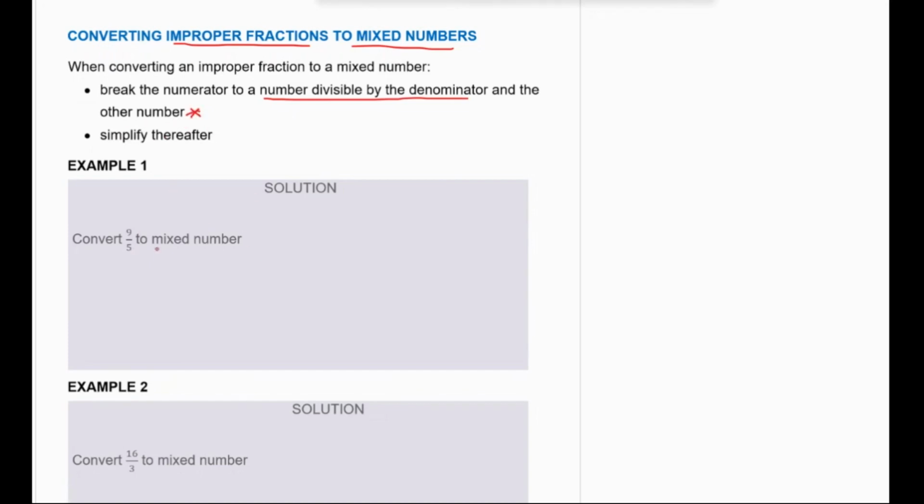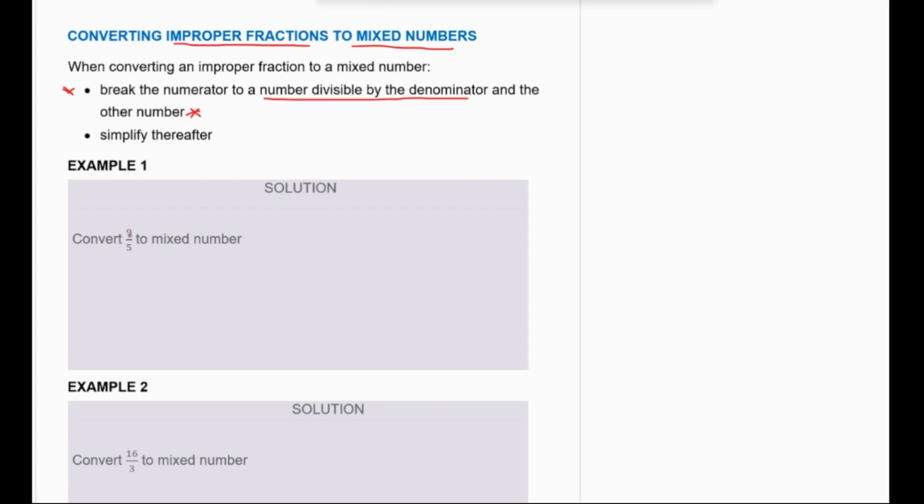Let's look at the examples and see what I mean. We have 9 over 5, which is an improper fraction. We want to convert it to a mixed number. So we break 9, which is the numerator, into a number that is divisible by the denominator and another number. The numbers that are divisible by 5 are the multiples of 5. So we have to break 9 into a multiple of 5 and another number.